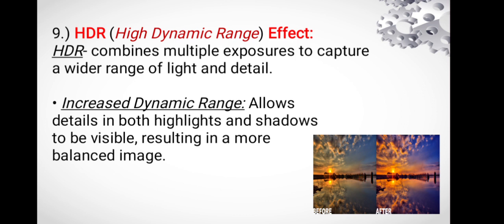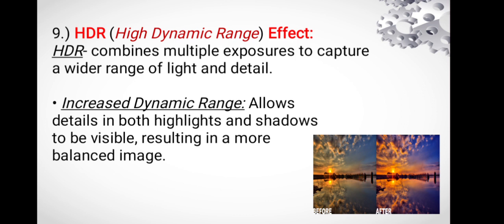Under increased dynamic range are the highlights and the shadows. Highlights: in an HDR image, bright areas like sky or direct sunlight can retain their detail and not appear overly blown out or washed out.